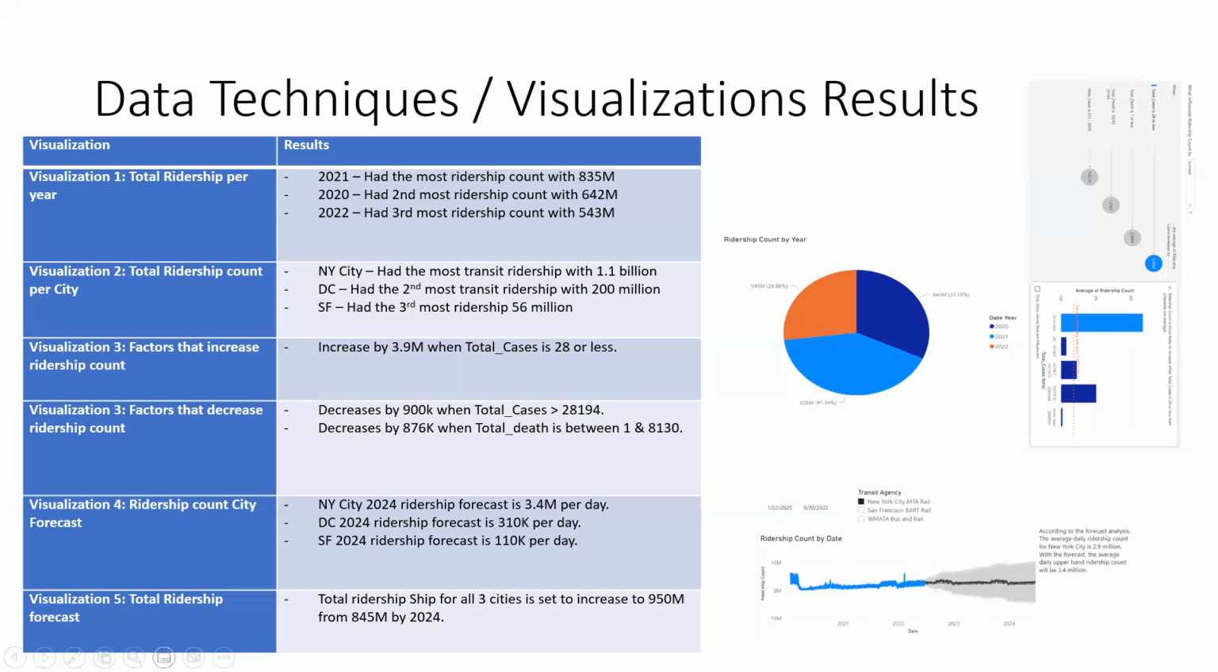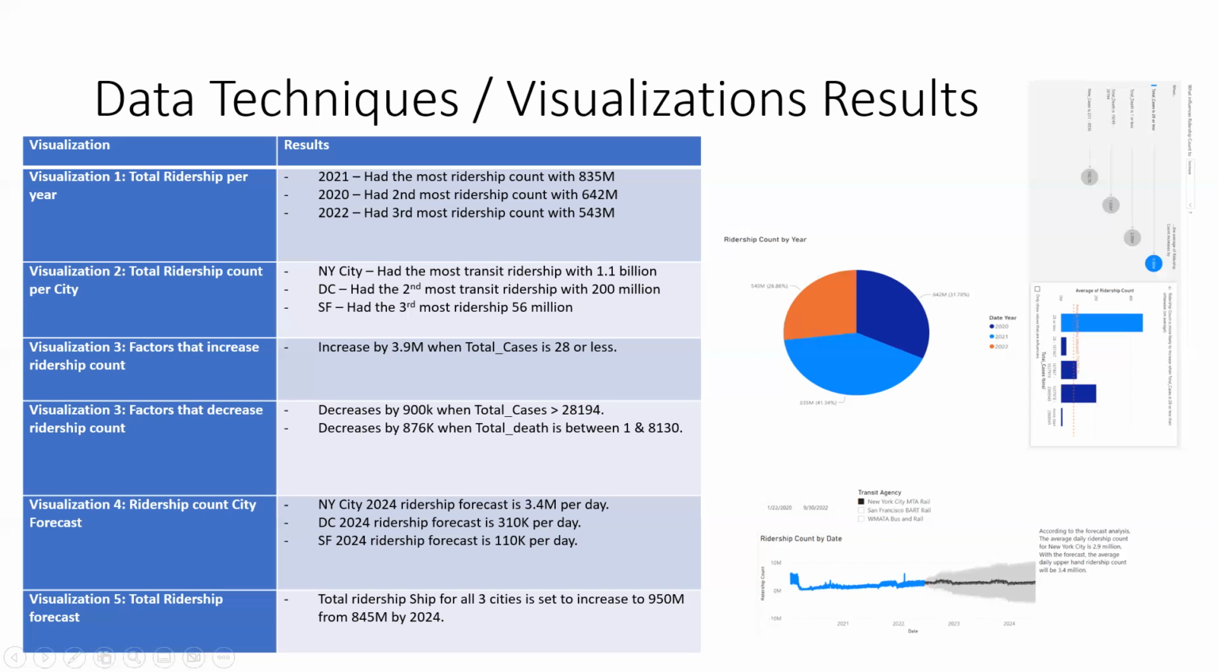And then my fourth visualization does a forecast in each of the cities. I'm trying to forecast the ridership growth to the year 2024, and based on my forecast analysis, the result shows that New York City's 2024 ridership forecast is set to increase to up to 3.4 million ridership per day. So by the year 2024 in New York City, there will be an average ridership count of 3.4 million a day.